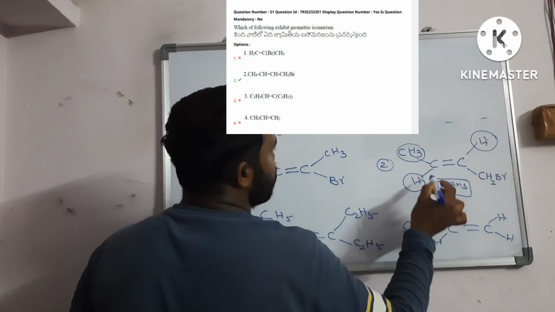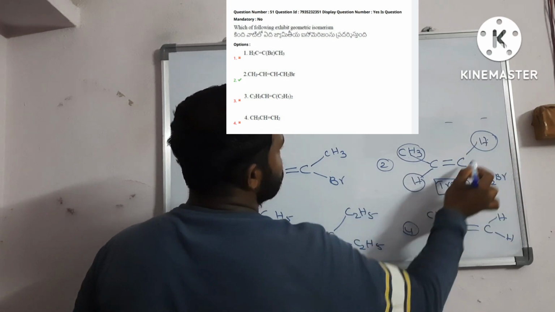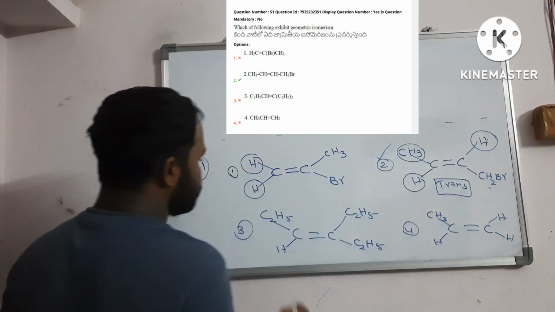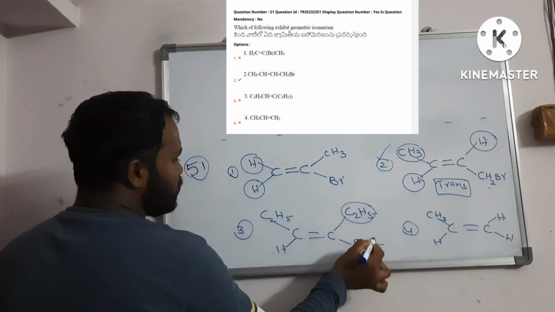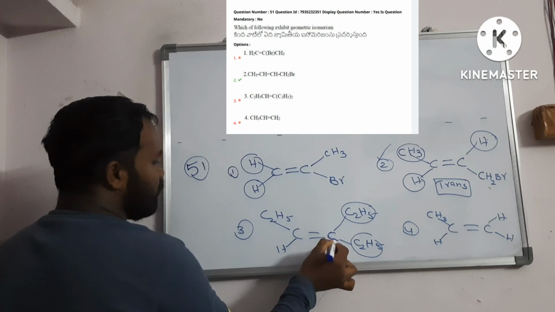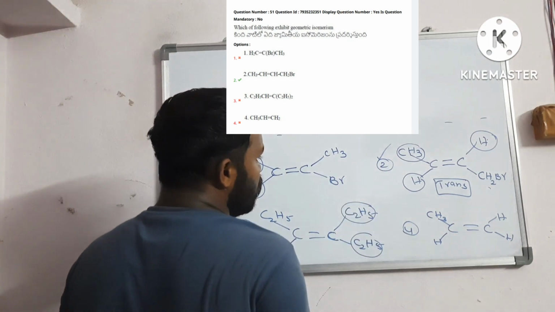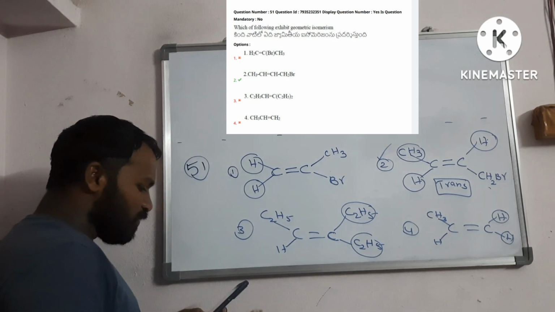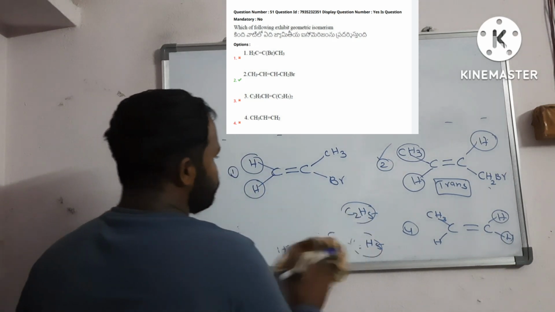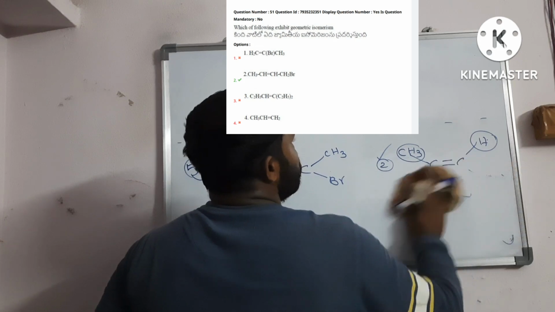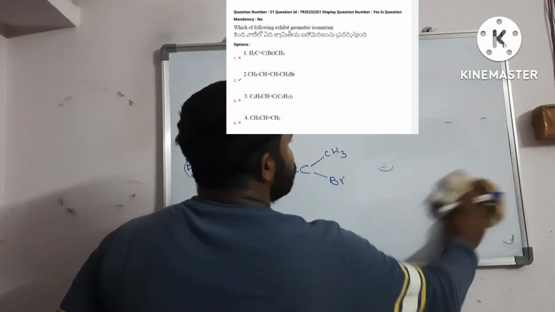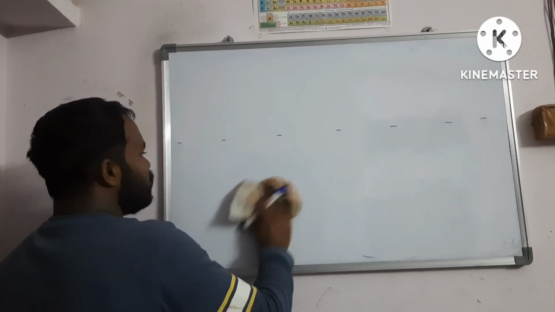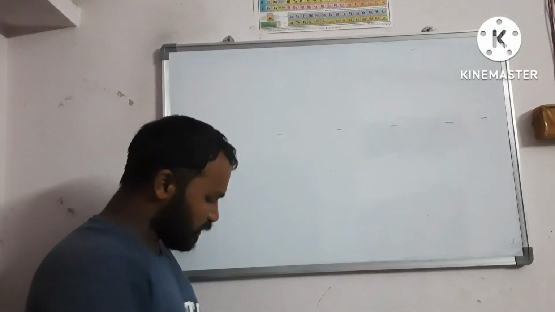Here these hydrogens are opposite, here these are opposite. So hence option 2 is the correct one. If you see option number 3, C2H5 and the same carbon have the same group, so it is also not geometrical. Here hydrogen. So this is the concept behind geometrical isomers. Simple concept: on the same carbon there should be different groups present, whatever the groups are, they should be different.